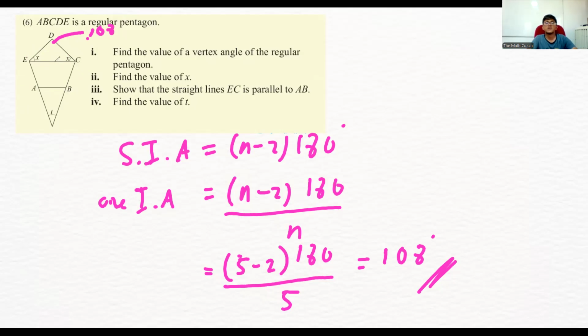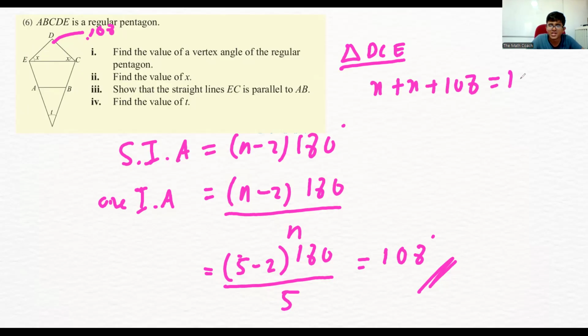So there is a triangle there, CDE. We can write triangle DCE. It's kind of like dice, but it's not dice. We can say that x plus x plus 108 equals 180. So 2x equals 72. So x equals 36 degrees.